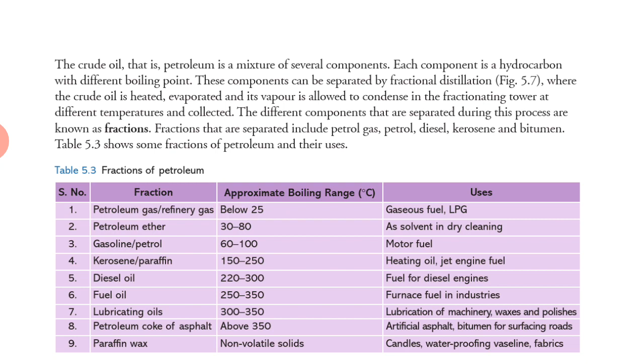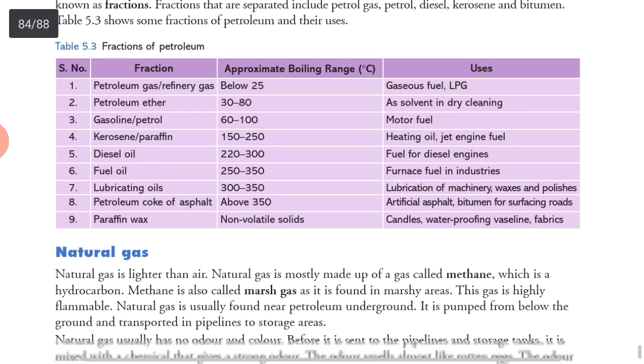Then the fractions that are separated, including petroleum gas, petrol, diesel, kerosene, and bitumen, are shown there. The boiling range and the temperature are given. Petroleum gas is refined below 25 degrees. Gaseous fuel LPG uses are also shown. Petroleum ether at 30 to 80 degrees is used as a solvent in dry cleaning. Gasoline or petrol is motor fuel. Just go through this table to understand the use of different fuels.